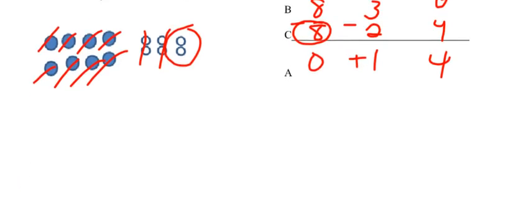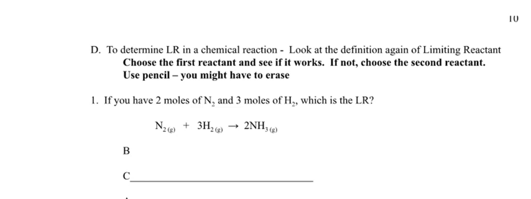Let's go ahead and do it using what we learned before, okay? So to determine the limiting reactant in a chemical reaction, look at the definition again, choose the first reactant, see if it works. If not, choose the second. Use your pencil, you might have to erase. So go ahead and again, pause this and see how you do. See if you can figure out which is the limiting reactant and how much product you make.